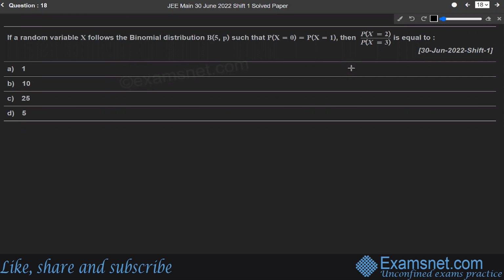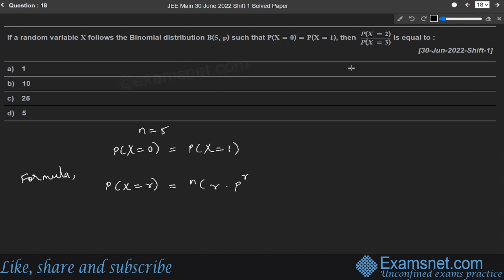Firstly, let us write the values that are given in the question. It is given that n is equal to 5 and it is also given that P(X = 0) is equal to P(X = 1). Now, let us understand what is the basic formula that we have to use for this question. The formula is P(X = r) is equal to nCr into p power r into q power n minus r. You can see that these terms are in the form of P(X = r). So by using this formula, we can find the value of P(X = 0).